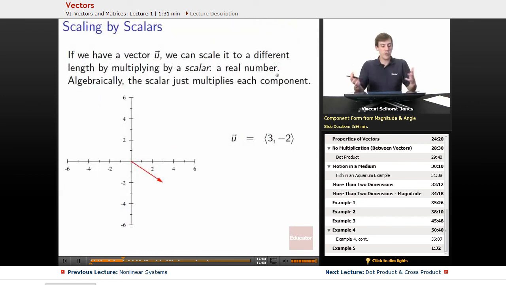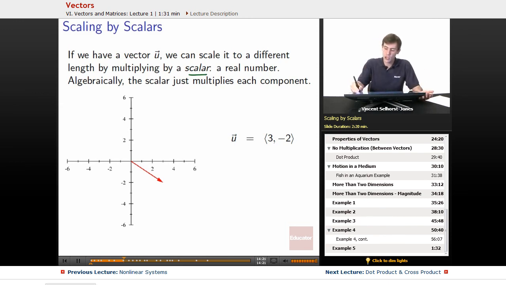All right, ready to move on to a new idea. Scaling by scalars. If we have a vector u, we can scale it to a different length by multiplying by a scalar, a real number. So a scalar is just some number. It's not a vector, it's just an actual real number. Algebraically, the scalar just winds up multiplying each component.